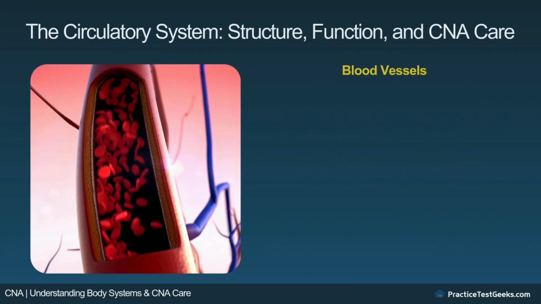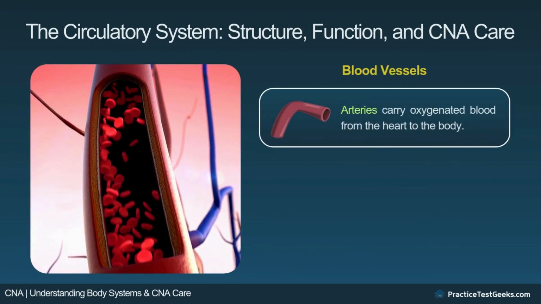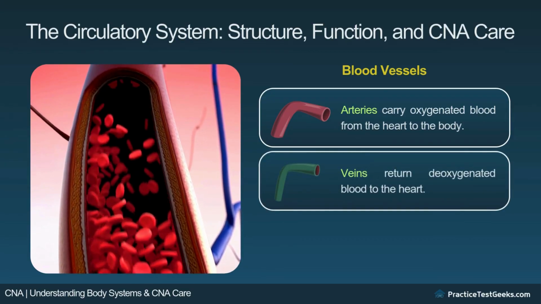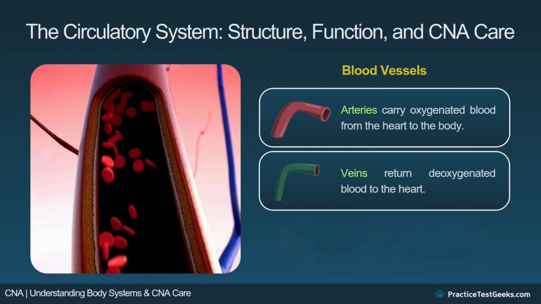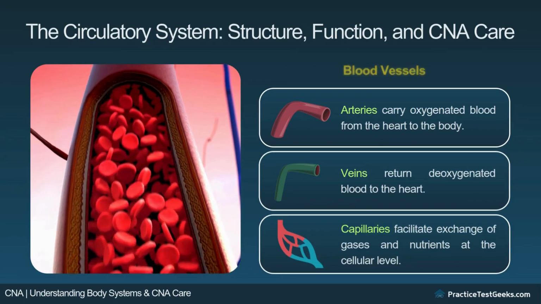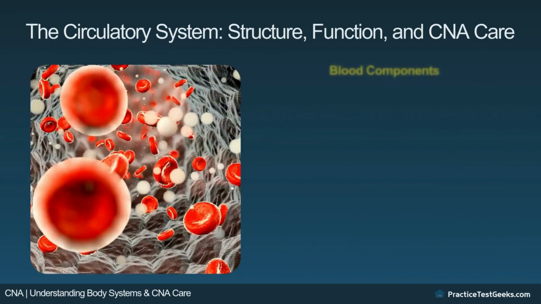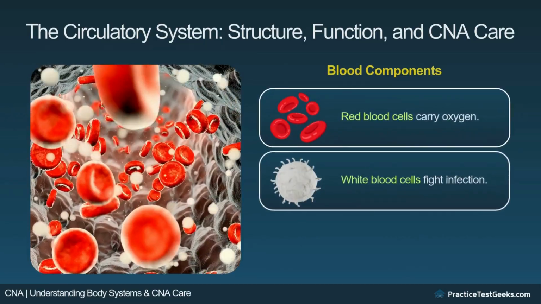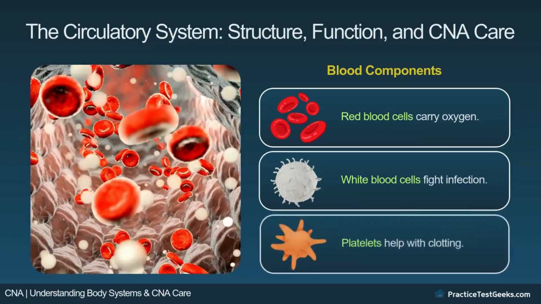Blood vessels: arteries carry oxygenated blood from the heart to the body. Veins return deoxygenated blood to the heart. Capillaries facilitate exchange of gases and nutrients at the cellular level. Blood components: red blood cells carry oxygen, white blood cells fight infection, and platelets help with clotting.